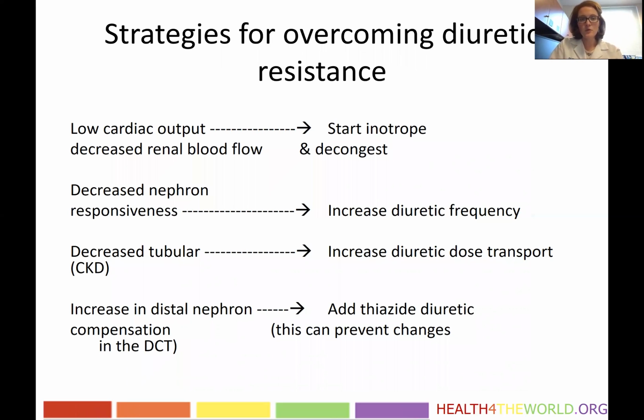So what can we do to try to help our patients more? If we think that the reason for diuretic resistance is related to low cardiac output or decreased renal blood flow, then we may need to start an inotrope to augment contractility to decongest the patient. If we think that it's because of decreased nephron responsiveness, we may increase the diuretic frequency. If we think that it's due to decreased tubular transport, we may increase the diuretic dose. And if we think that it's because of an increase in distal nephron compensation in the distal collecting tubules, we may add a thiazide diuretic.